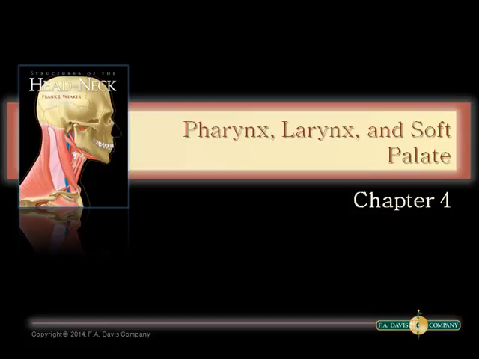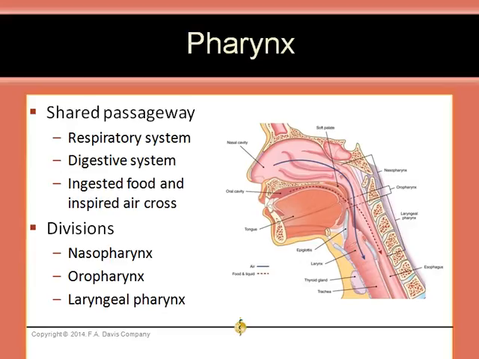The pharynx, larynx, and soft palate. The pharynx is a shared passageway between the respiratory and digestive systems. Ingested food and inspired air cross paths. It is divided into the nasopharynx, oropharynx, and laryngeal pharynx.